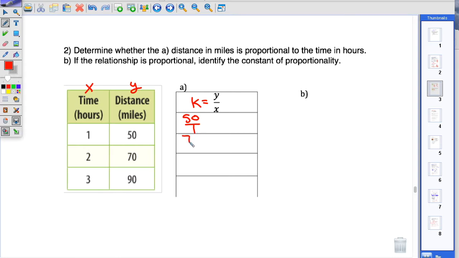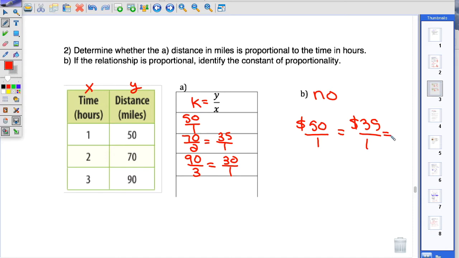Then we have 70 over 2, which simplifies down to 35 over 1. Then we have 90 over 3, which simplifies down to 30 over 1. Since we have our first constant of proportionality, 50 over 1, and our second, 35 over 1, and then 30 over 1, these are not proportional, because our 50 over 1 does not equal 35 over 1, which does not equal 30 over 1. So this does not have a proportional relationship between our time and our distance.